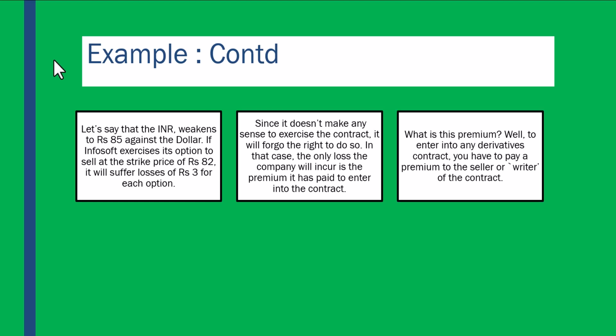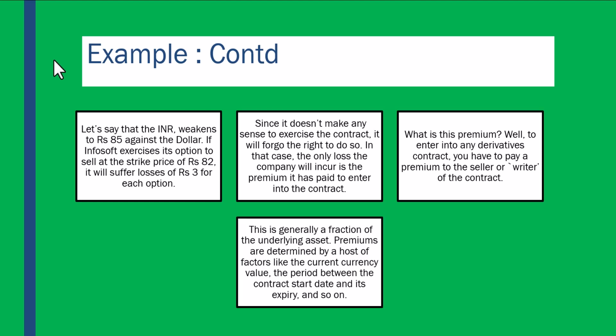What is a premium? To enter into any derivatives contract, you have to pay a premium to the seller or writer of the contract. This is generally a fraction of the underlying asset. Premiums are determined by a host of factors like current currency value, the period between the contract start date and its expiry, and so on. As the expiry is far, the premium will be more, as in the example of car insurance.